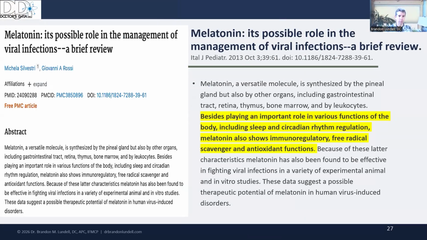As I said, melatonin, besides playing an important role in various functions in the body, including sleep and circadian rhythm, also shows immunoregulatory, free radical scavenger, and antioxidant function. So one of my favorite pleiotropic molecules is melatonin. And you actually don't need as much as a lot of people. Some people are taking 5, 10, 20 milligrams. The studies show you really don't need that much. Over 3 milligrams, you're not getting that much more benefit. Okay. And so then you're diminishing returns.